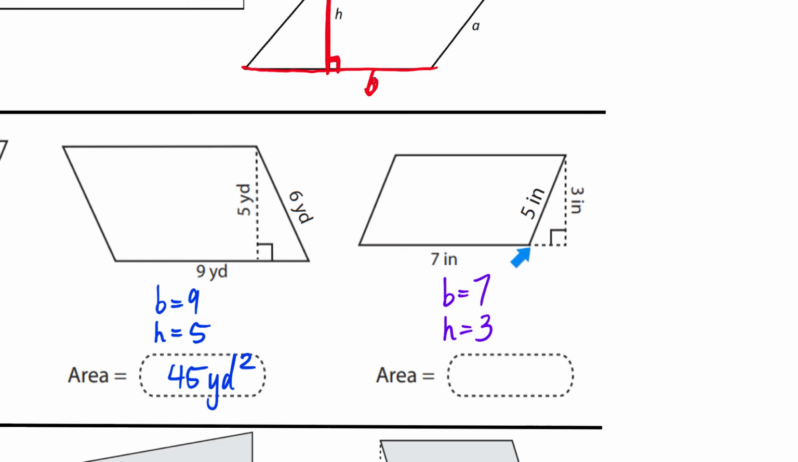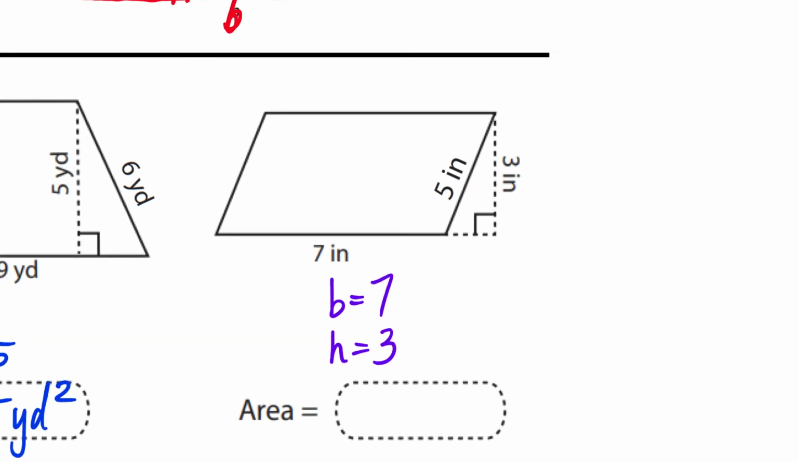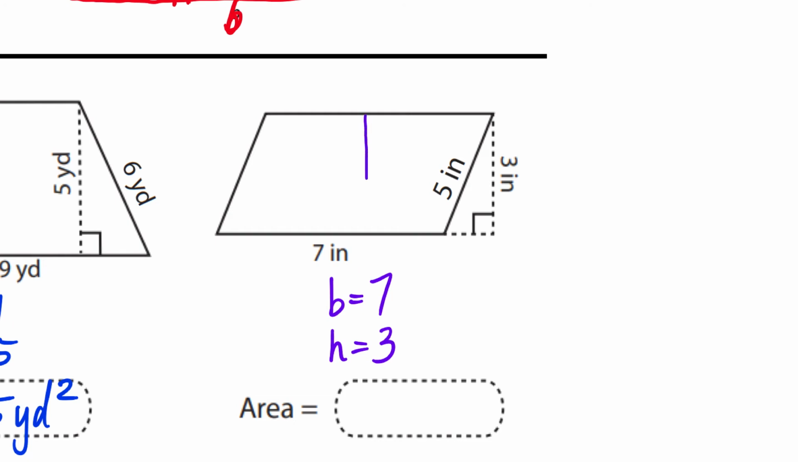Now this is one thing that confuses people: sometimes the height is drawn outside of the parallelogram, and so they think that can't be the height. But if you think about it, if I were to draw this line right here, how long would this line be? 3. It's going to be the same thing as that, so don't let that confuse you. This would be 3 inches just like this is, so 3 is the height of this parallelogram. So just 7 times 3, so it's going to be 21 square inches.